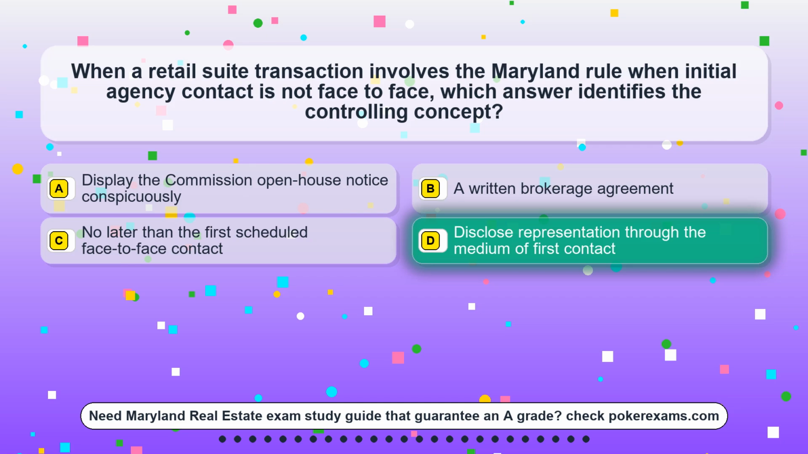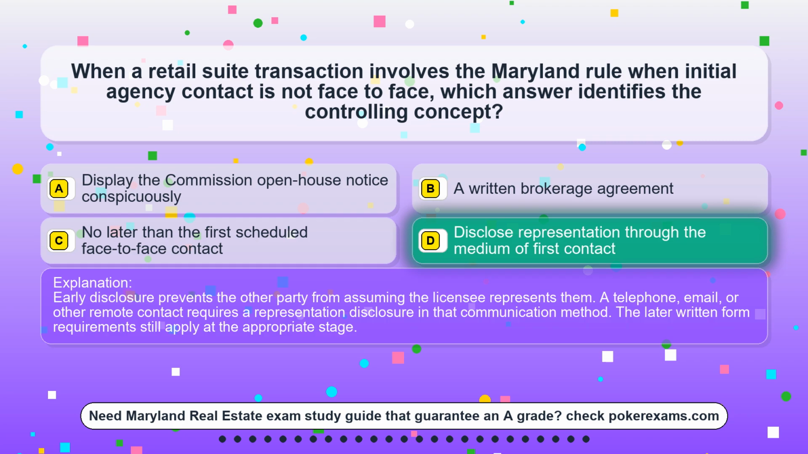The correct answer is option D, disclose representation through the medium of first contact. Early disclosure prevents the other party from assuming the licensee represents them. A telephone, email, or other remote contact requires a representation disclosure in that communication method. The later written form requirements still apply at the appropriate stage.